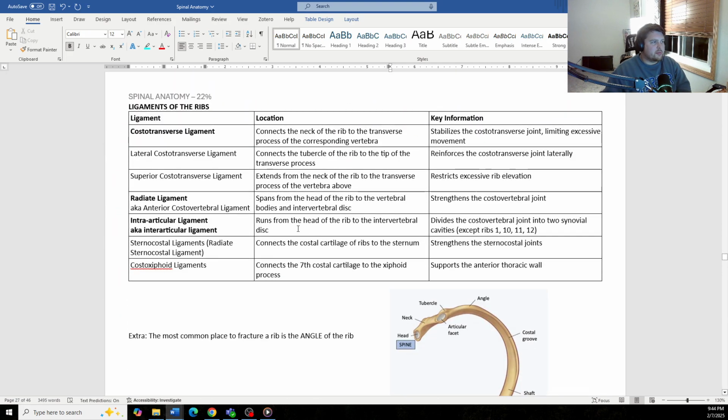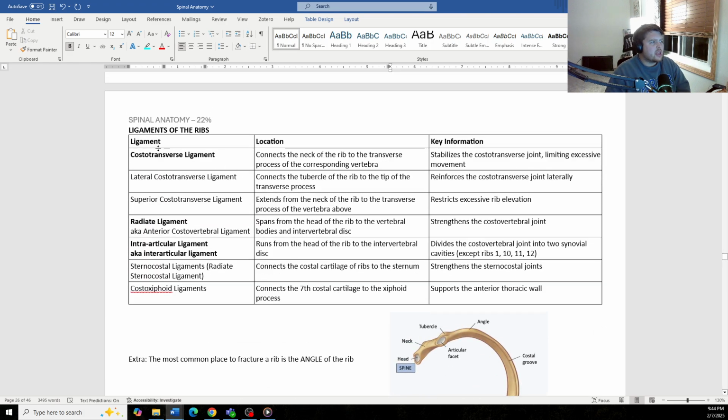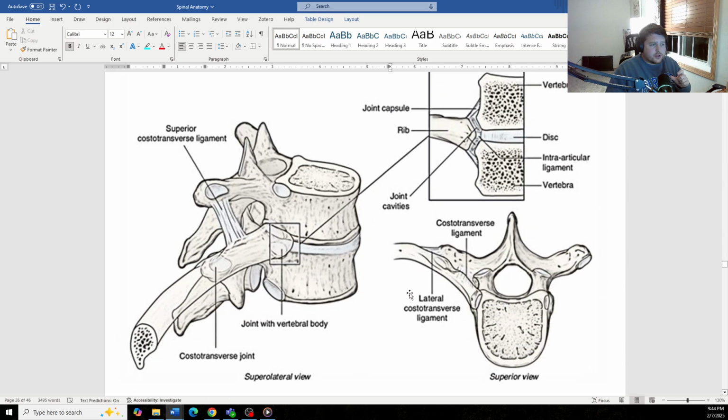There are some ligaments of the ribs. These are uncommonly asked. We'll look at a couple of the most important ones. So the costotransverse ligament, again, when we look at ligaments, the names are going to be in there. So costotransverse ligament. Costo is rib, transverse, talking about the transverse process ligament. So between the rib and the transverse process.